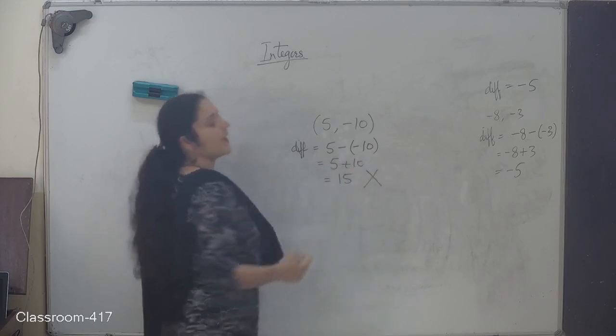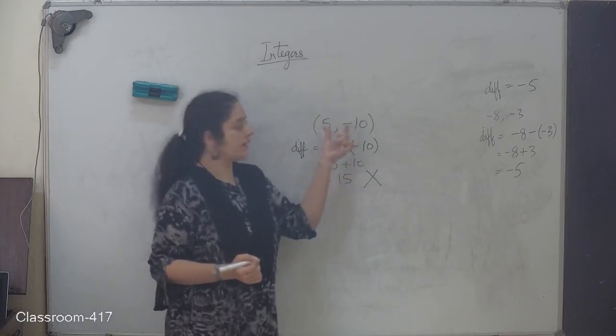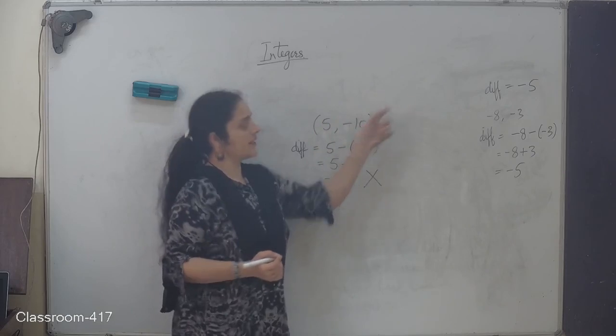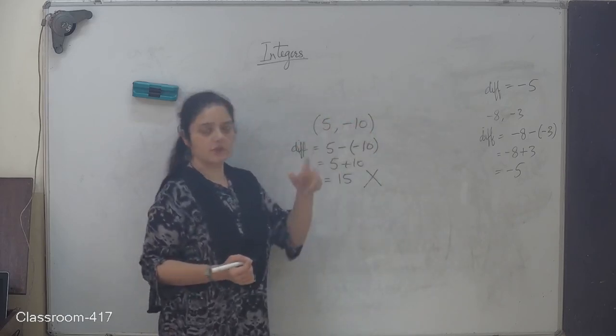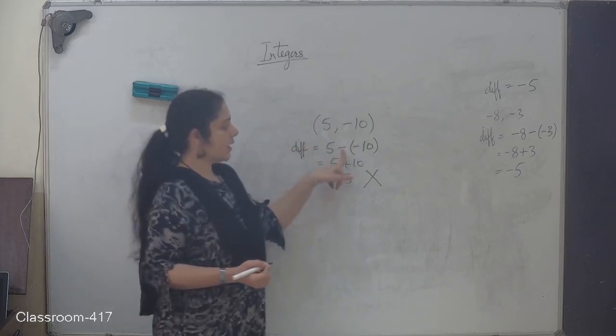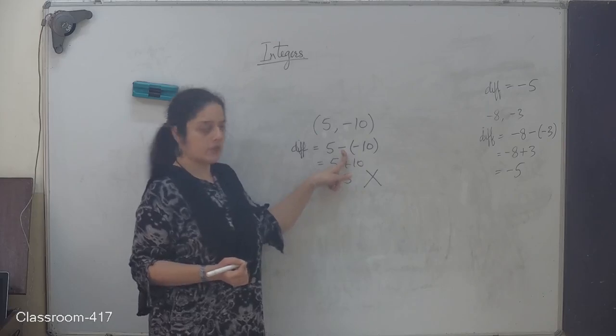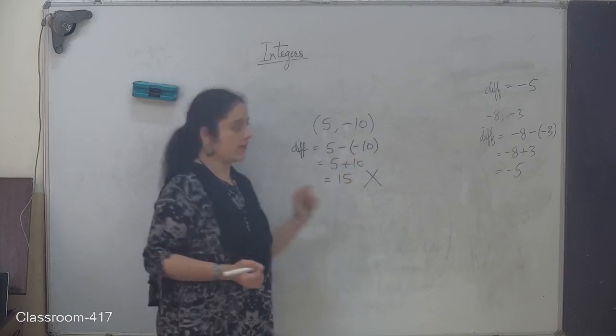So clearly my answer is wrong. Though I had thought that I'm taking a bigger number as negative so that my answer becomes negative, and I have taken the difference as 5, so it will be minus 5. But when you solve it, because it is the difference, I have this minus sign in between, which makes it plus, and the answer becomes 15.